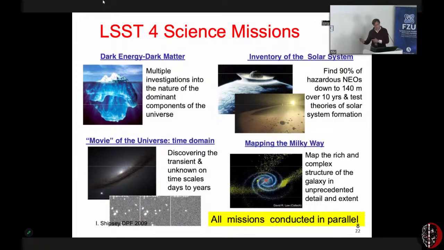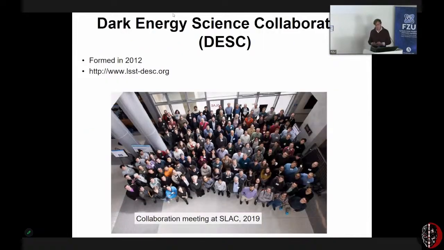Some people say that LSST, or Rubin Observatory, is a departure from still photography to cinematography of the universe, because, since the camera is so fast, it will be possible to observe things at a few hours or day scale. So all these missions need to be done in parallel, and that drove the design of the telescope in a big way.